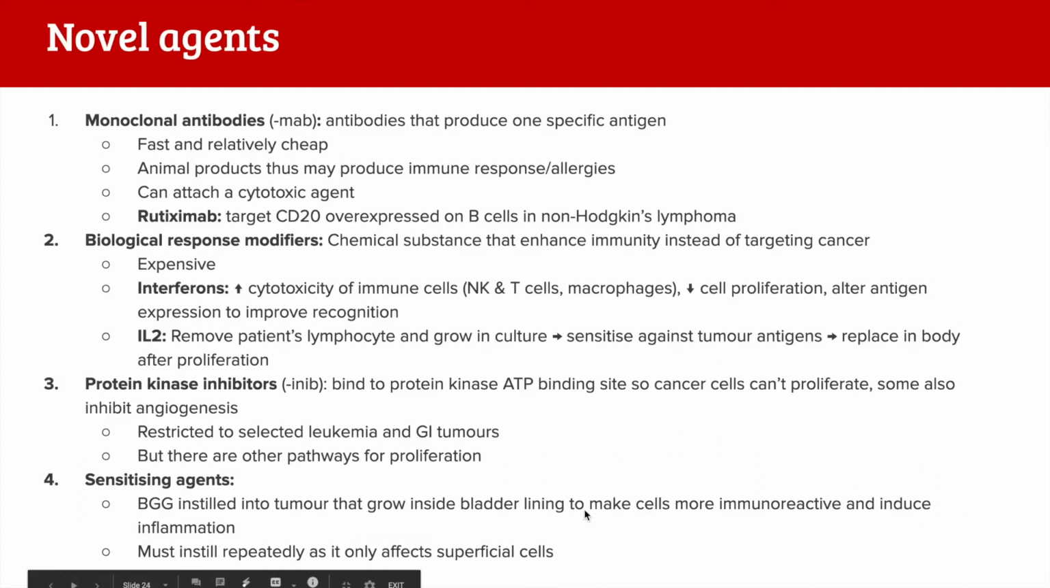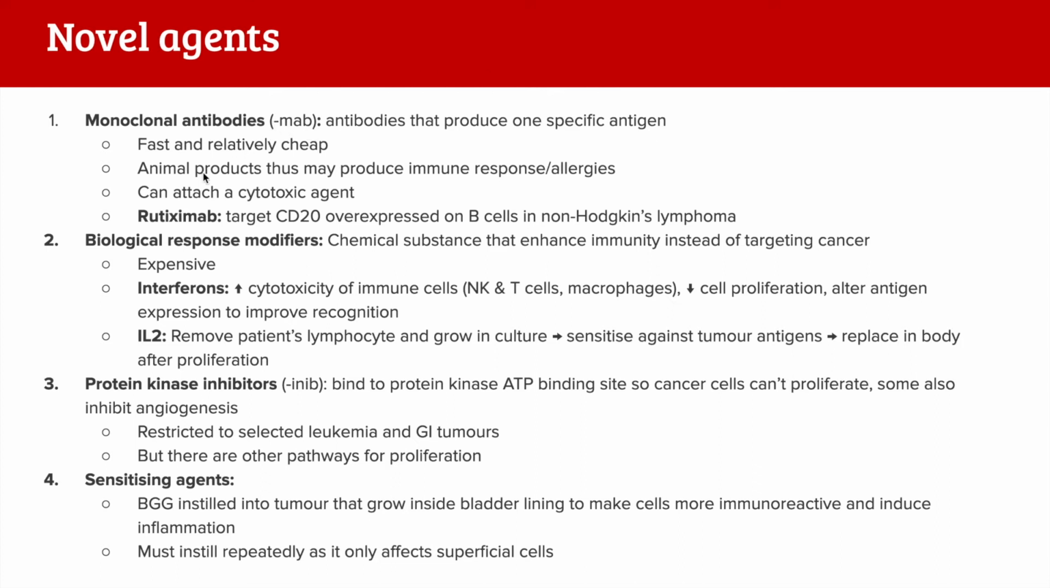Yeah, and now moving on to some of our more novel agents. There are the monoclonal antibodies. I'm not going to go over the production of them because I'm pretty sure we learned that early on in the year in the genetics topic or something like that. Yeah. So of course you should know by now they're antibodies that target one specific antigen. Yeah, and they always end in MAB.